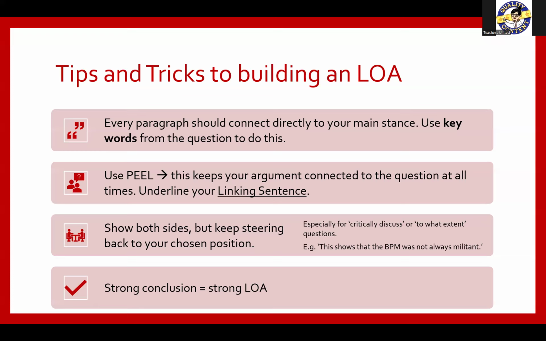Then you have to show both sides, but keep steering back to your chosen position. And this is especially for those critically discuss or to what extent questions where sometimes there's something there that doesn't really fit the question. Especially sometimes when they ask, do you agree? And you're writing something that is disagree. So, do you believe that the Black Power movement was successful in ending discrimination? And then you're writing about all the achievements, but you know that they didn't end discrimination. So, now how do you adapt that line of argument?